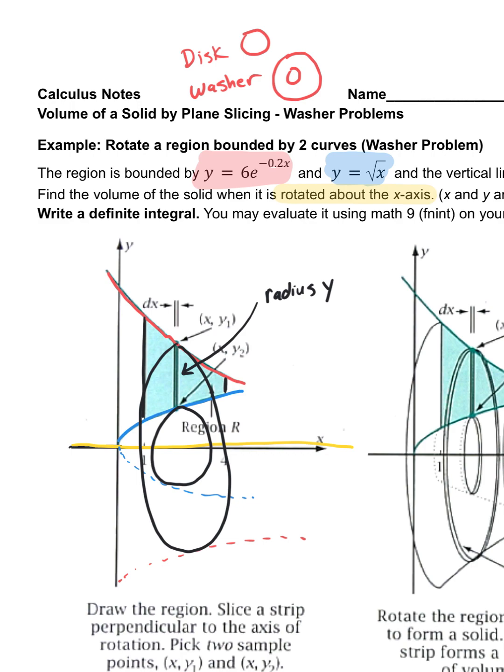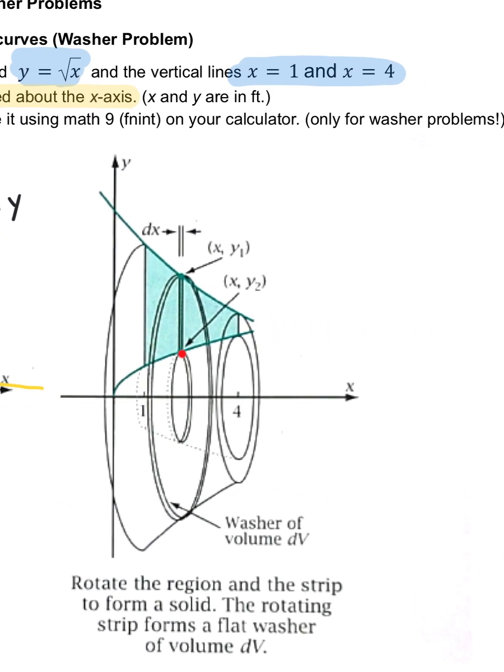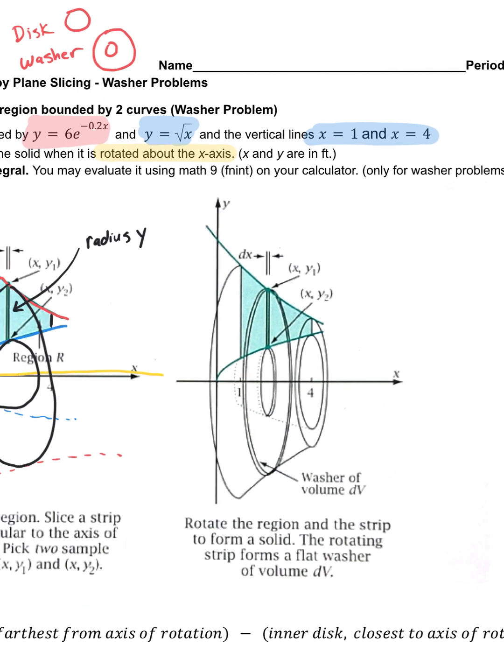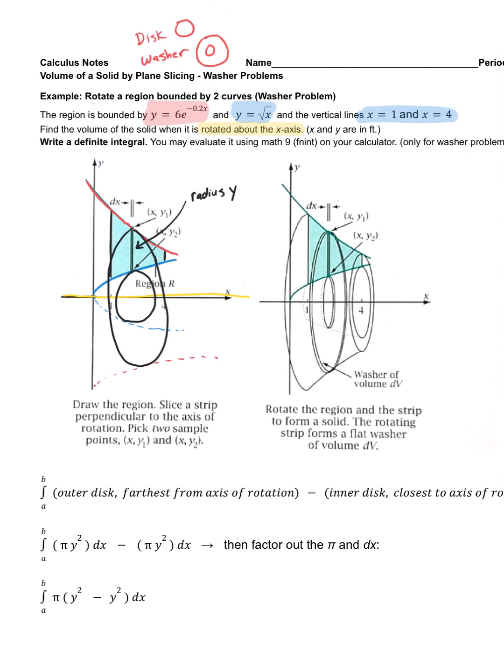The picture is right here, a much better picture. Again, here's our inner ring. It touches the function closest to the axis of rotation, and then our outer ring touches our function that is farthest away from our axis of rotation. Now we can set up our integral. It looks like this. We take the outer disk minus the inner disk: the function farthest from the axis of rotation minus the function closest to the axis of rotation.